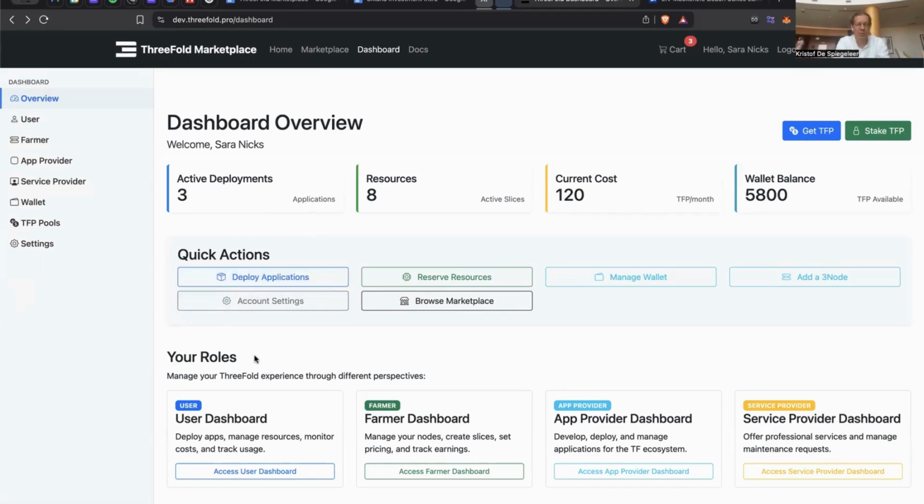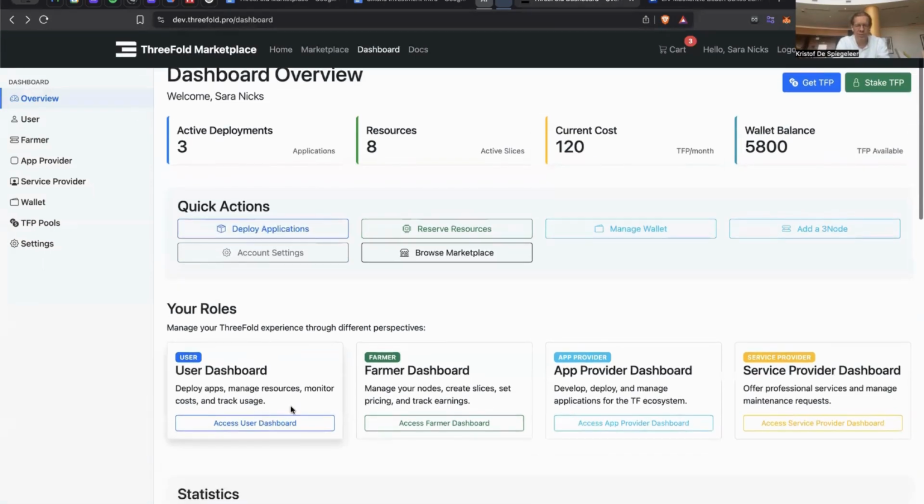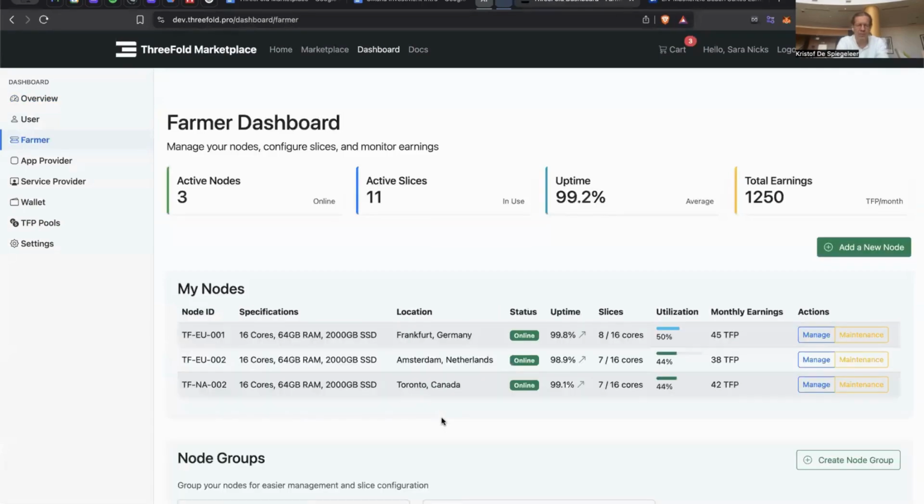What is cool, it has like multiple roles. There is the user dashboard, the farmer dashboard, the application provider dashboard. So depending the role you have, you can get there. As an example, if I'm a farmer, then I can attach nodes to it. So in this example, I have three nodes, and nodes have slices.